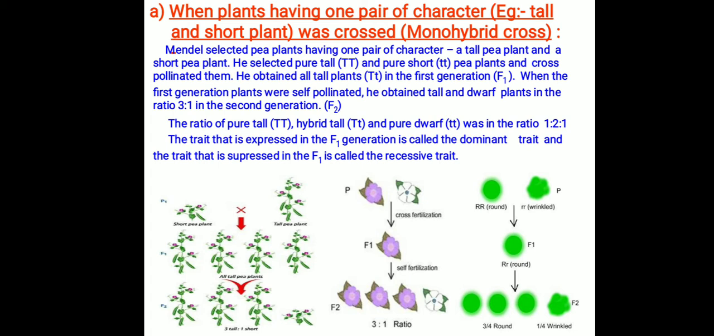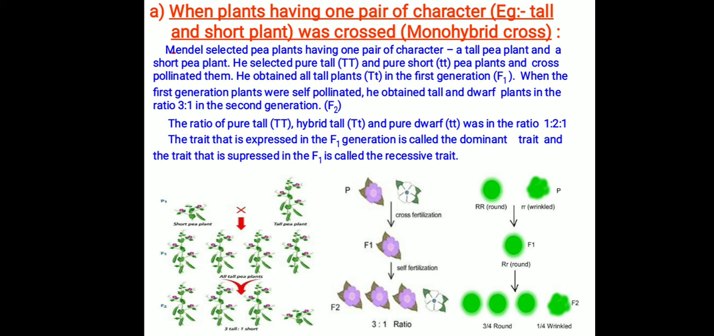Then he cross-pollinated and obtained all plants tall in the first generation. Here you can see capital T and small t in the first generation, which shows that in the heterozygous condition, tallness is showing. When the first generation plants were self-pollinated, he obtained both tall and dwarf plants, and the ratio came out to be 3:1 in the second generation. Here the ratio of pure tall, hybrid, and pure dwarf was 1:2:1. The trait that was expressed in the F1 generation is called dominant, and the trait that did not show itself in the F1 generation, that was suppressed, is the recessive trait.